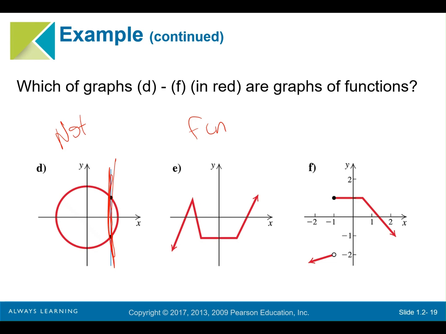Okay, now this last one is even crazier because it's actually broken into 2 pieces. But notice how this dot is open and this one is closed. That means that the value at -1 goes with the closed dot and not the open dot. And so this only has one value at each of my vertical lines, and so it is in fact a function.